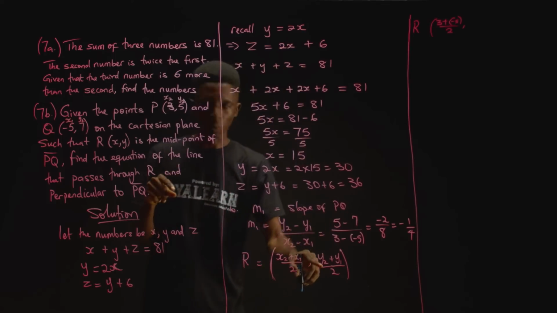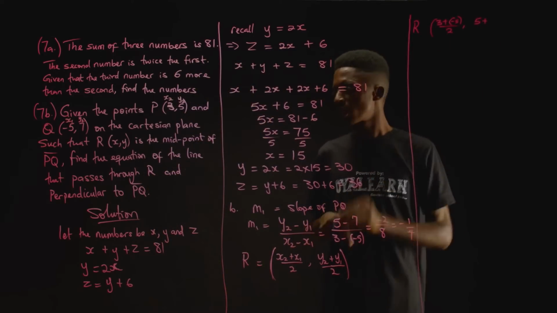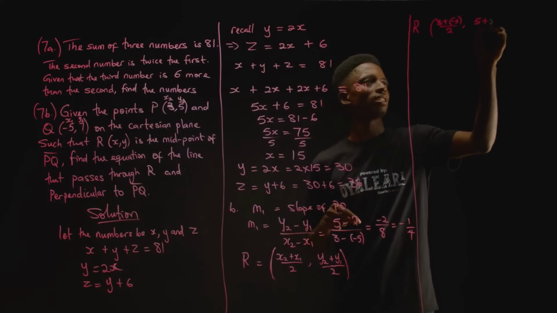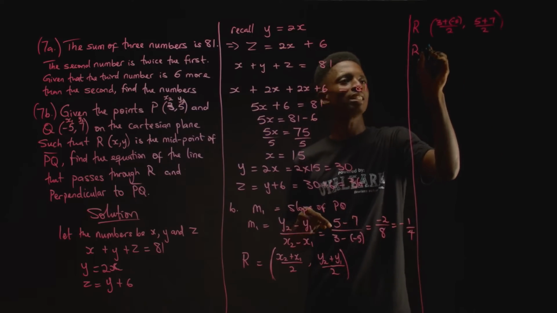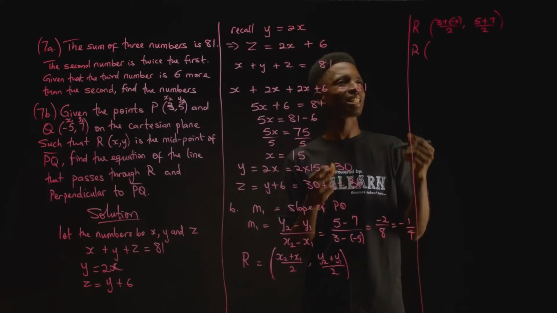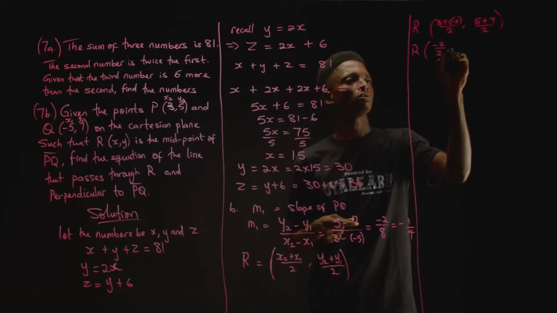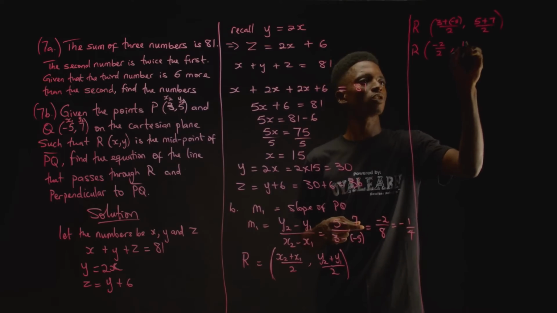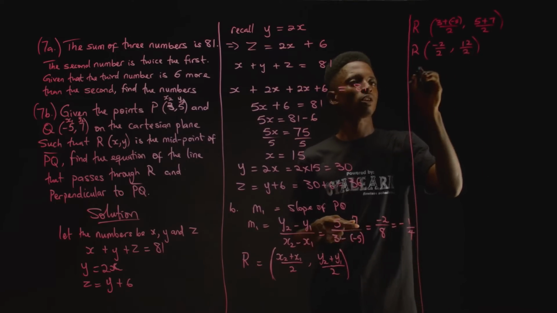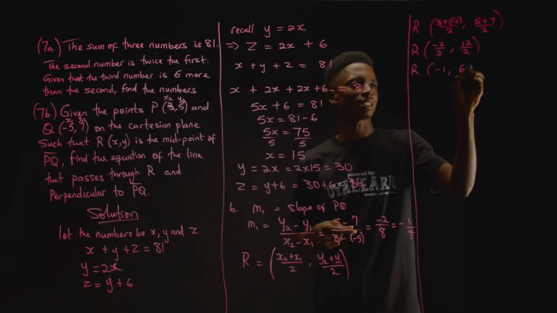Now y2 is 5 plus y1, which is 7, over 2. So R here is given by 3 minus 5, so 3 minus 5 will give us minus 2 over 2, comma. Here we're going to be having 5 plus 7, which is 12 over 2. So here we can see that our R is (-1, 6).